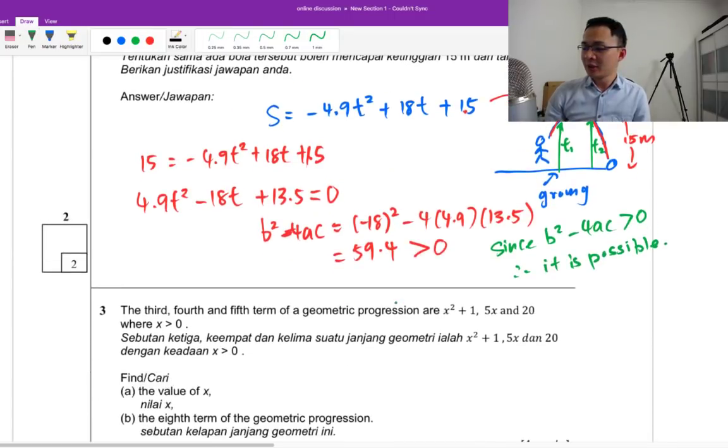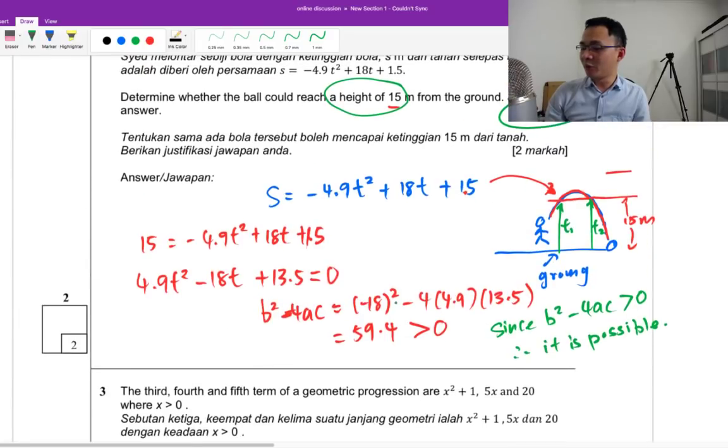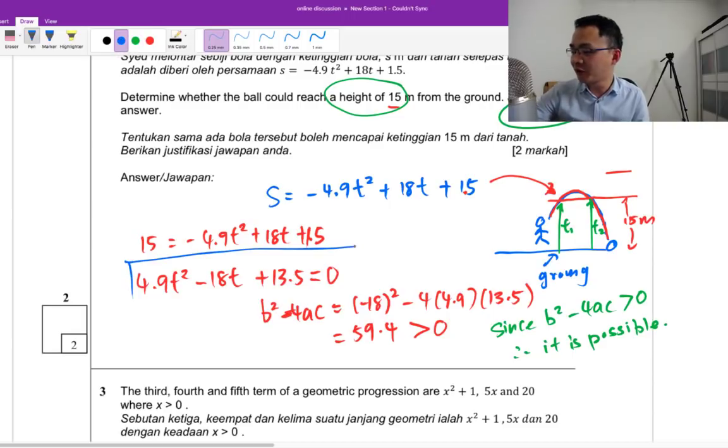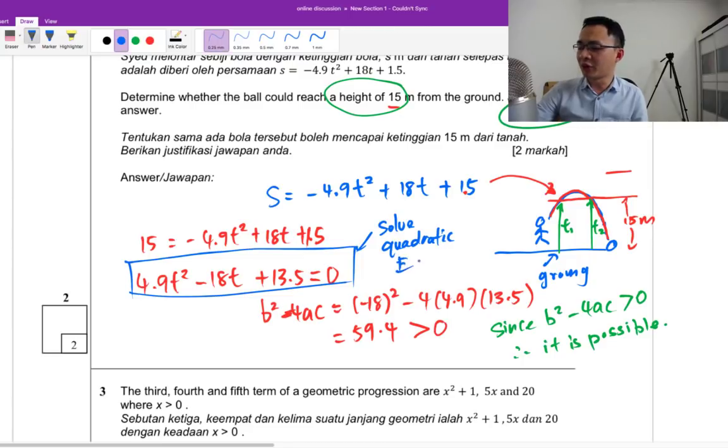Okay, if a student asks me, why do you want to use b squared minus 4ac? Because b squared minus 4ac is the method to solve the quadratic equation. So what do I mean by to solve the quadratic equation? That means when I do the b squared minus 4ac, I try to solve this equation, and then I want to know whether I have one t answer, two t answers, or no t answer. This is the reason why we do the b squared minus 4ac.